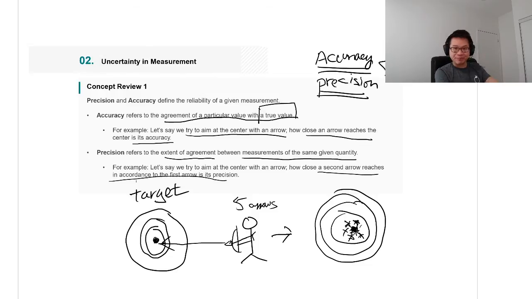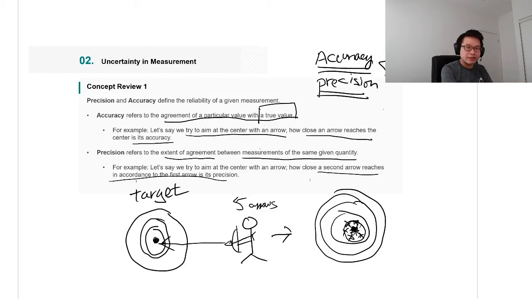Then how about precision? For precision, if you also look at my hits over here, assume we have a tight grouping. Tight grouping means all the arrows land pretty close to each other. It doesn't matter how far they are from the reference value. It just matters how close those arrows hit to each other. So I think I have a tight grouping.